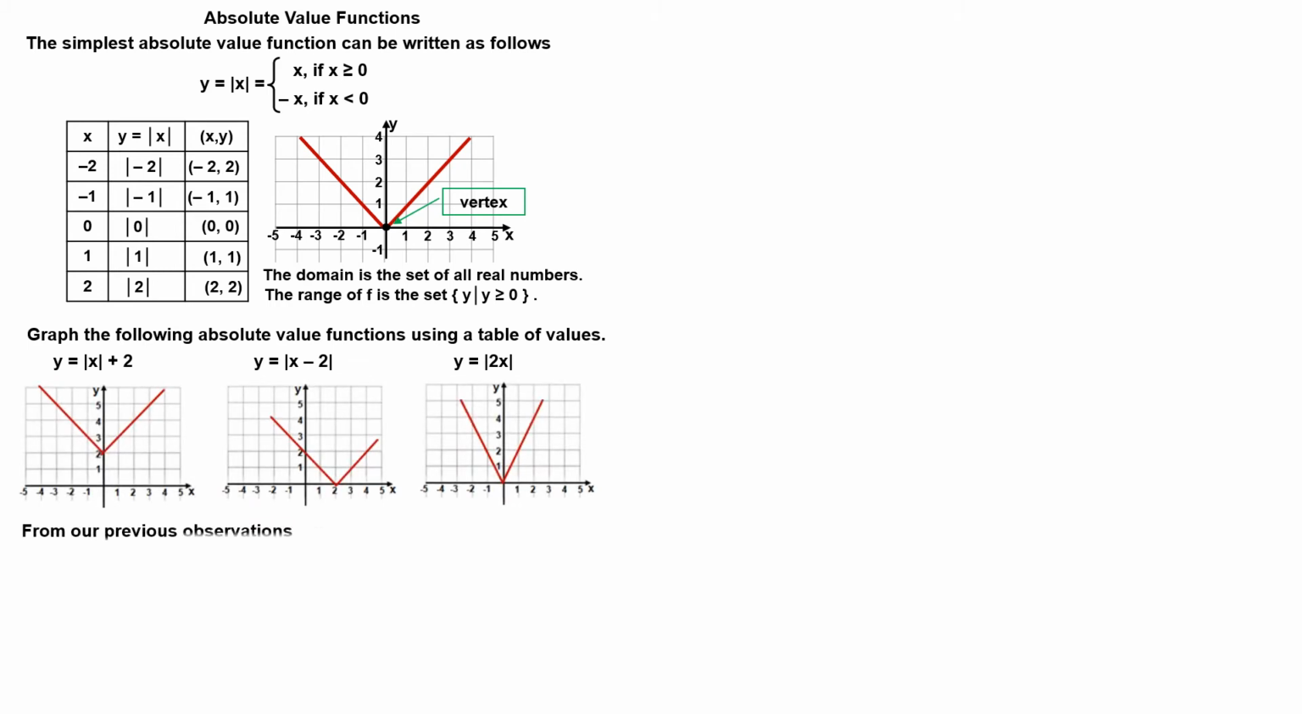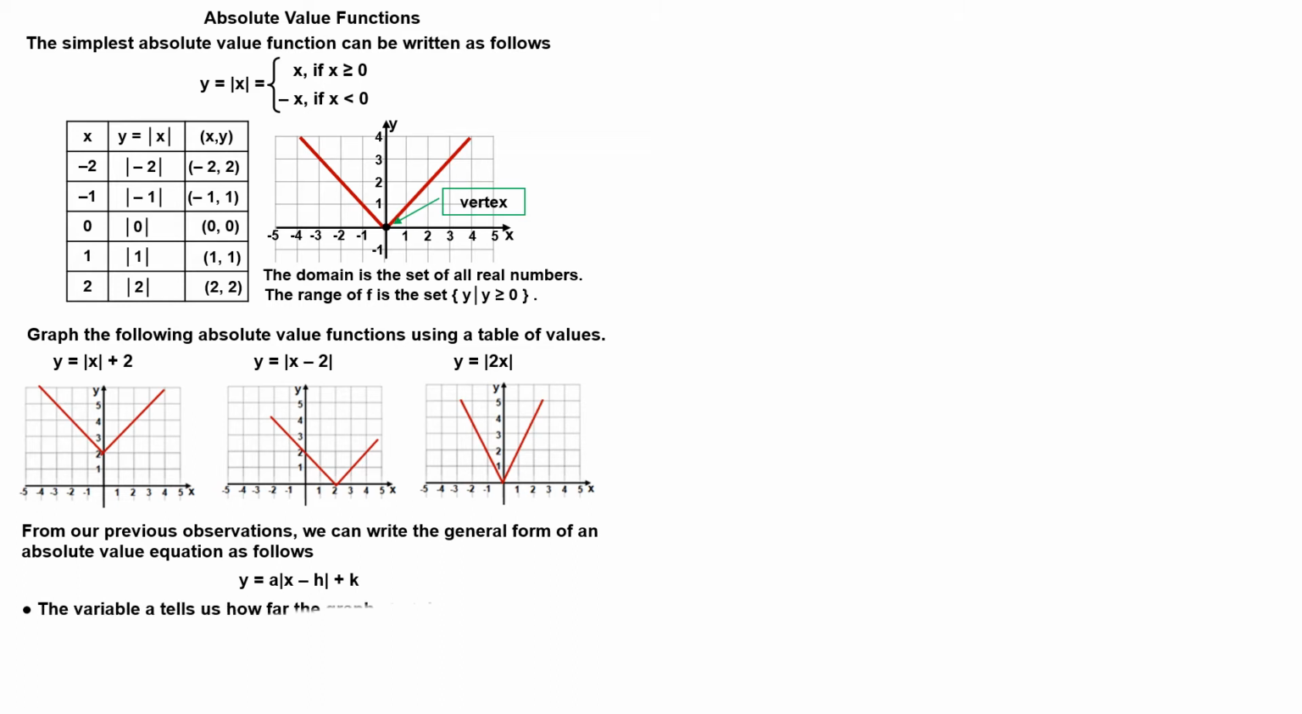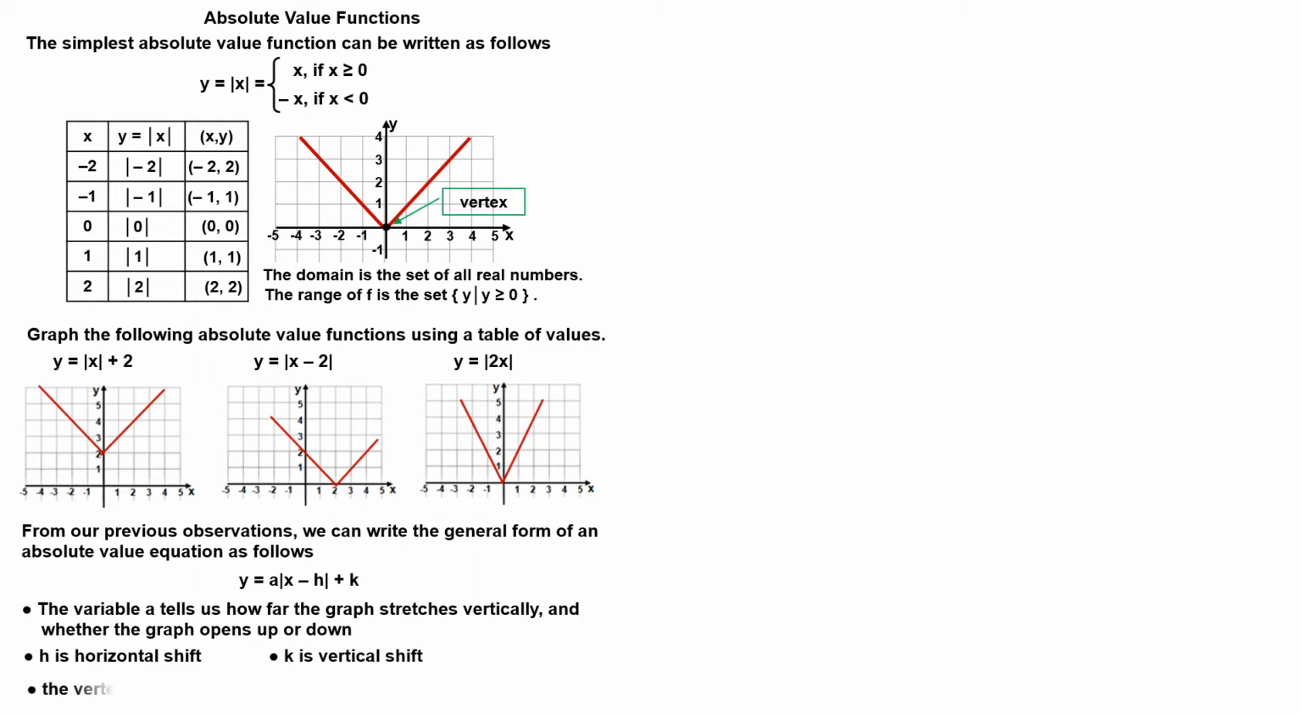From our previous observations, we can write the general form of an absolute value equation as follows. The variable a tells us how far the graph stretches vertically and whether the graph opens up or down. H is horizontal shift. K is vertical shift. The vertex is located at the point (h, k).